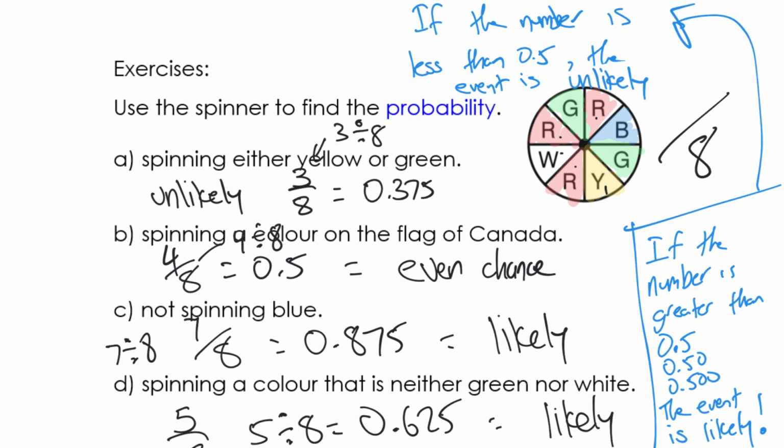Unlikely. If the event is 0, it means impossible. If the event is 1, it means certain.